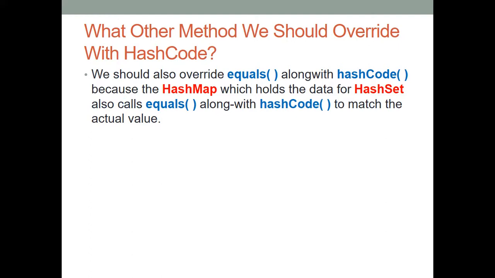Okay, now what other method should we override with hashCode? We should override the equals method. You learned this on the slide.